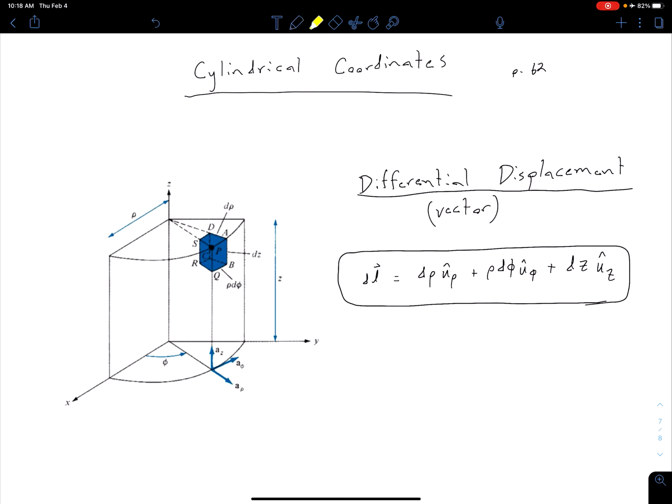For example, if we're going from point P to point A, we're only going to have our term in our phi direction because that's the only thing that's changing. Our z and our rho values are not changing. Just like with our Cartesian case, we don't need to include negative signs here. Any negative signs due to going in the opposite direction of our unit vectors are going to be accounted for by our limits of integration.